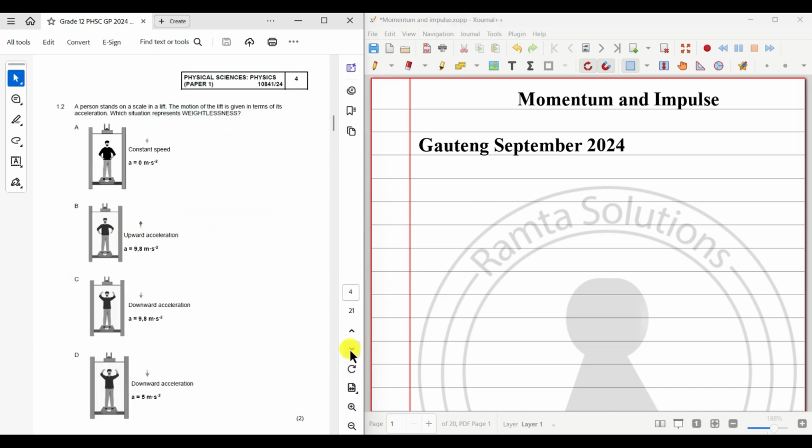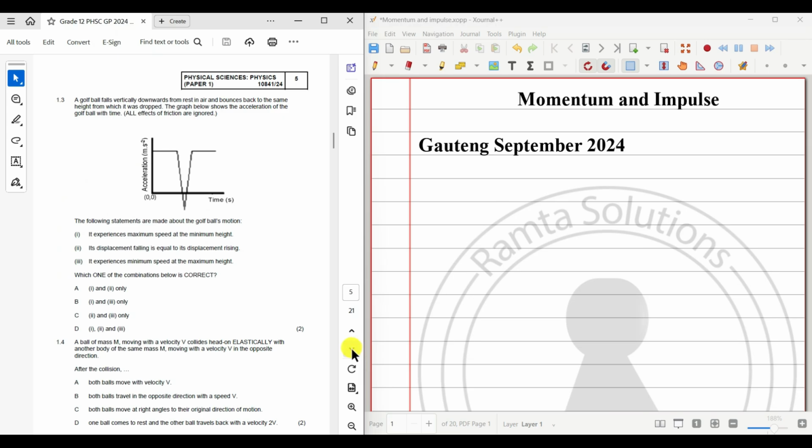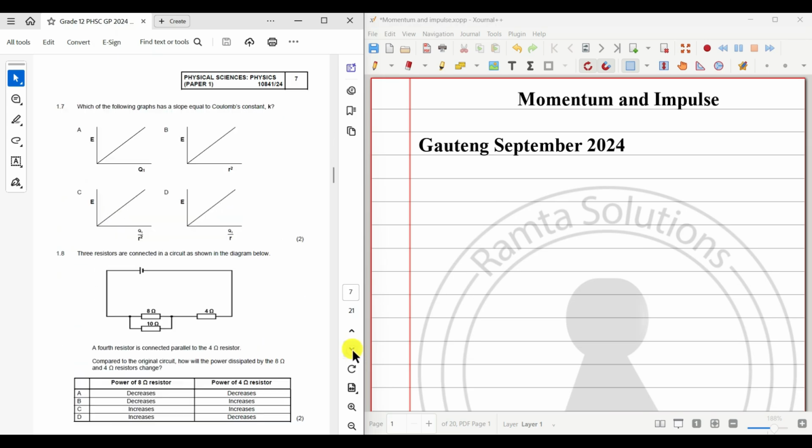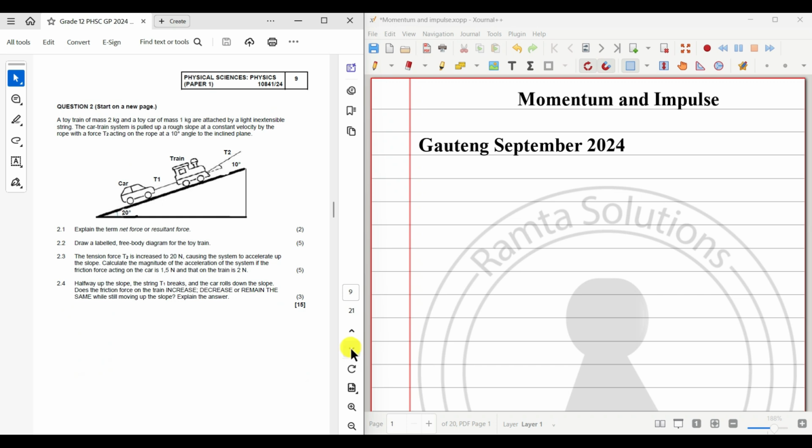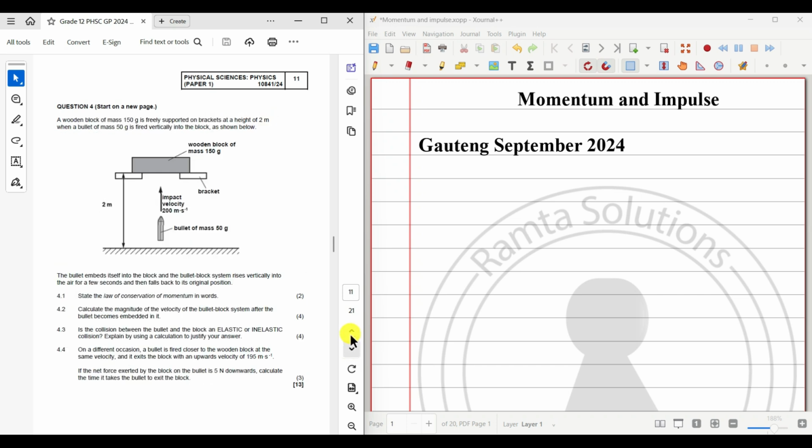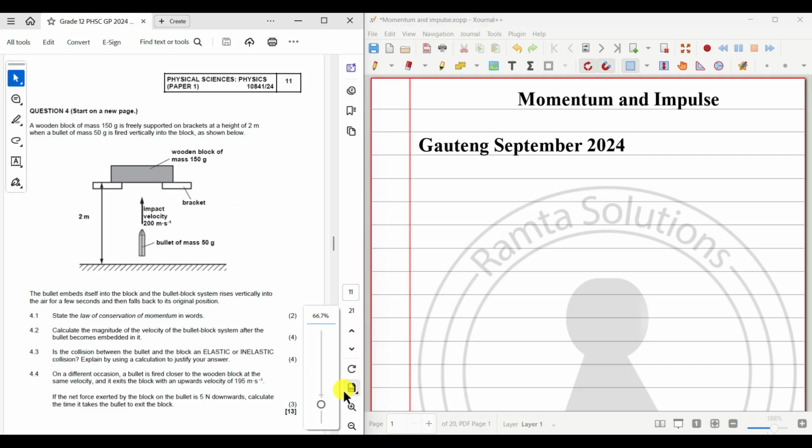Normally momentum is question 4, because question 2 is forces, 3 is vertical projectile motion, and then 4 could be momentum. Okay, perfect. Maybe let me zoom in. As you can see, this is 13 marks. We need to spend 13 minutes. So let's see.